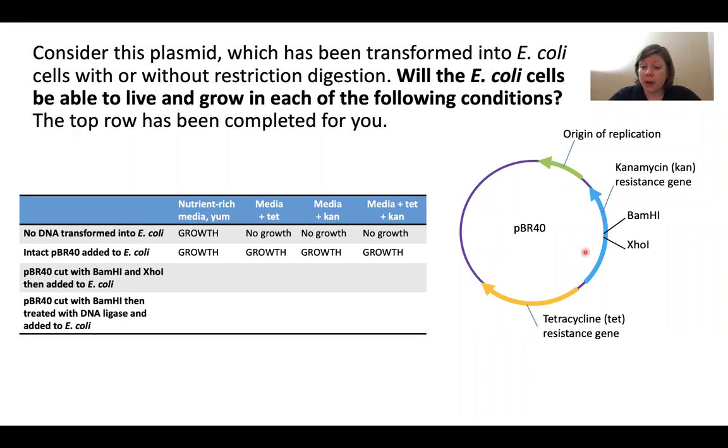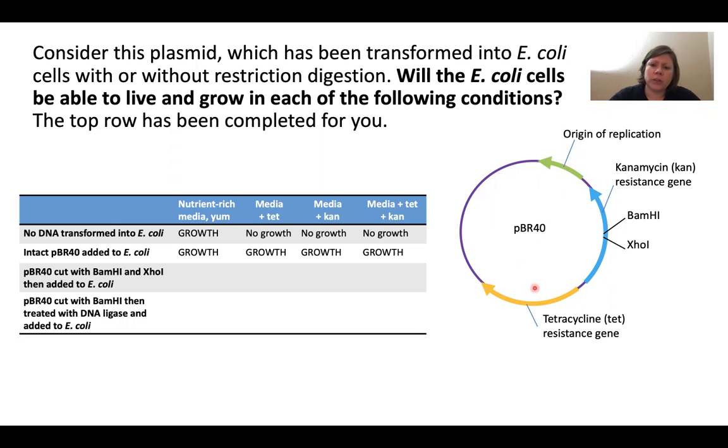All right, so PBR40, the name of the plasmid, and many plasmid names begin with a P for plasmid. And what's in this plasmid here? We've got an origin of replication to start, and that's a good thing to have because it means that a bacterial cell which picks up this plasmid will be able to replicate it, make many copies, and pass it on to the daughter cells. Terrific.